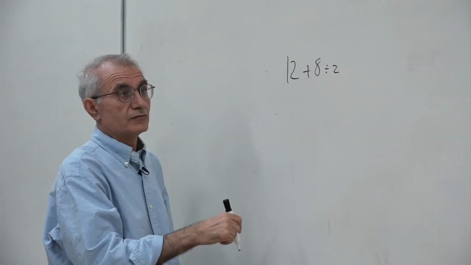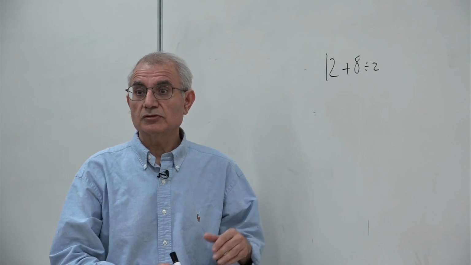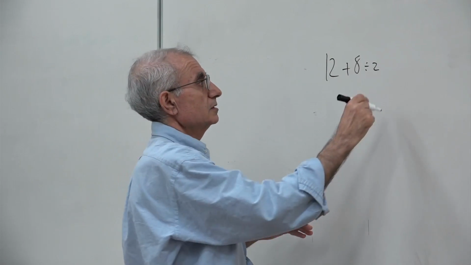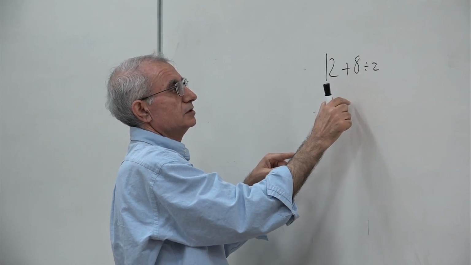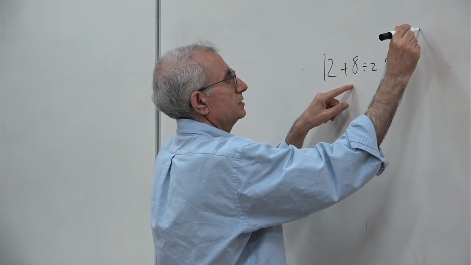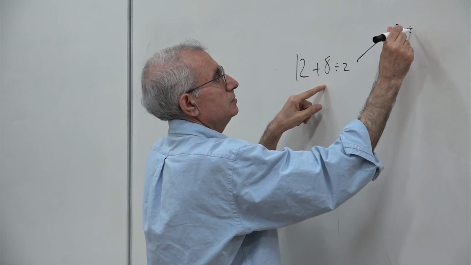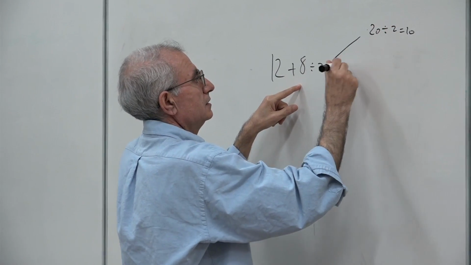There's two ways to do this problem. One way is wrong and one way is right. I'm going to do it both ways to show you why order of operations matters. So if I do it the wrong way, I can say 12 plus 8 is 20. 20 divided by 2, I will get 10.